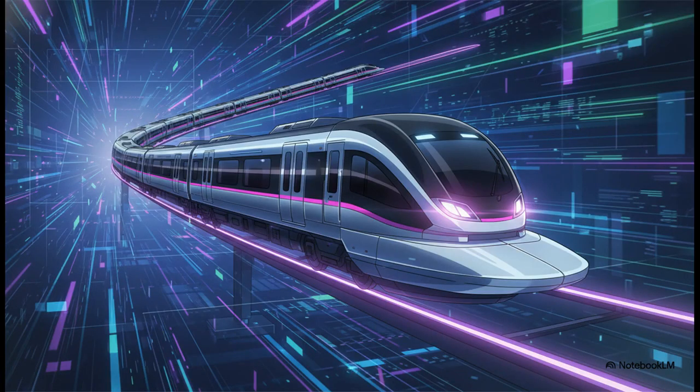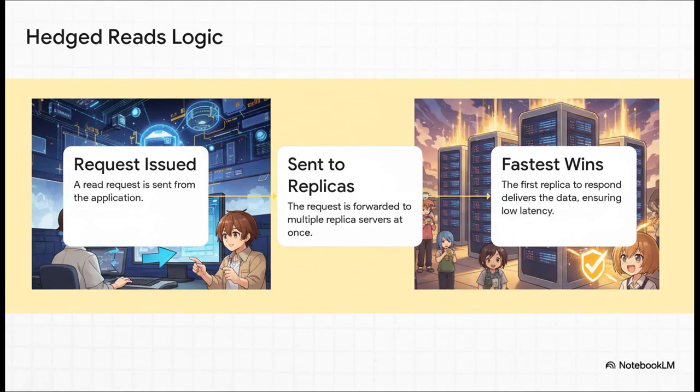So flexibility is awesome, but in the database world, speed is king. And it's not just about being fast sometimes, it's about being predictably fast every single time. And that was the next major mountain that version 4.4 set out to climb. And the solution was this really clever feature called hedged reads. The logic is so simple, but it's incredibly powerful.